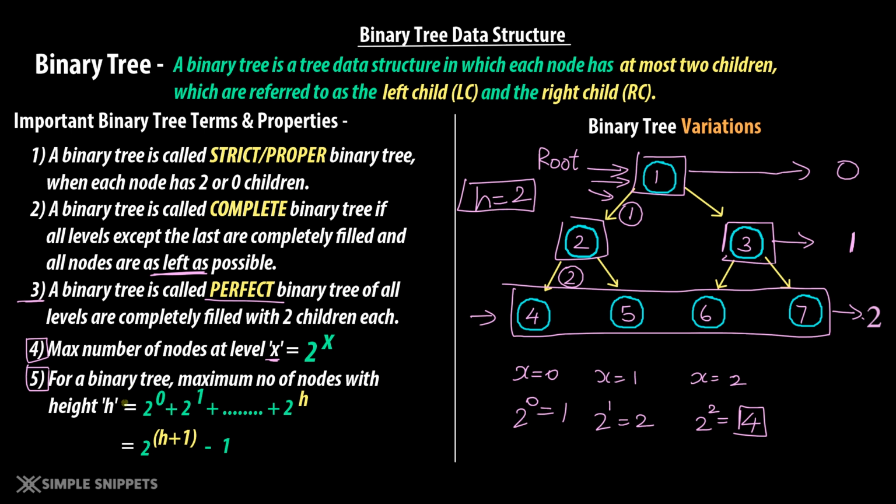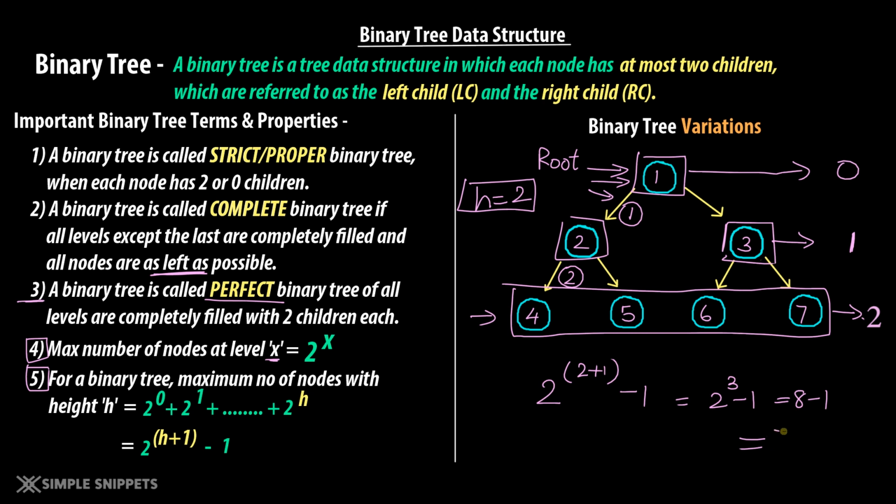Okay, don't get confused. And the formula is as follows: 2 raised to 0 plus 2 raised to 1 plus ... 2 raised to h, which when condensed we get 2 raised to h plus 1, and then minus 1. So let's try to apply this formula. We know the height of the tree over here is 2. So the maximum number of nodes in this tree is 2 raised to, what is the height? 2 plus 1 minus 1. So it is equal to 2 raised to 3 minus 1, which is equal to 8 minus 1, which is equal to 7. Now if you calculate, this is also a perfect binary tree, which means it is completely filled with all the nodes. You can see we have 7 nodes, which is exactly what we got over here.